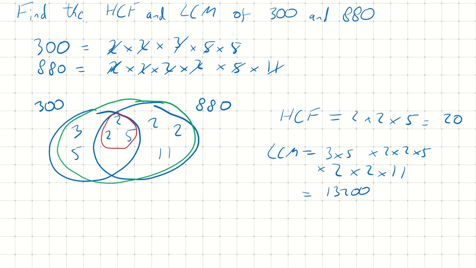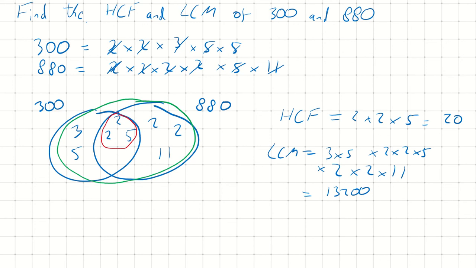And that's it. And we can check briefly, the HCF 20 should be a factor of both 300 and 880. Yeah, 20 goes into 300 and 20 goes into 880. And the LCM should be a multiple of both 300 and 880. Yes, it is. 300 divides exactly into 13,200. 880 divides exactly into 13,200. So that's a good sign.